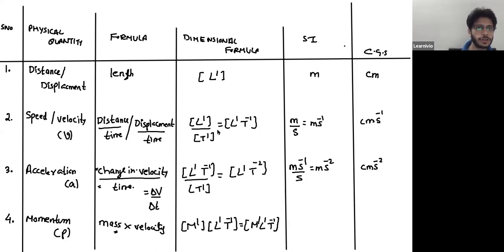And what about the unit? Kg meter per second. Mass is kg. Velocity is meter per second. So the SI unit is kilogram meter per second. CGS? Gram centimeter per second. Instead of kilogram, we use gram. Instead of meter, we use centimeter per second. So that is the CGS.